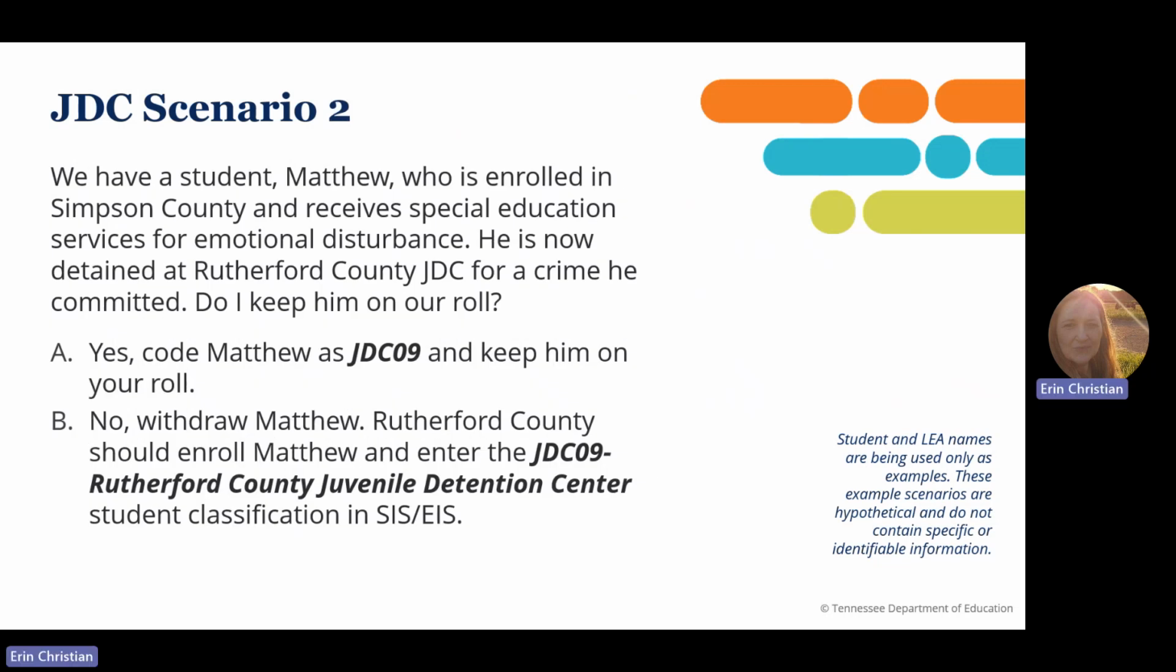Scenario 2. We have a student, Matthew, who is enrolled in Simpson County and receives special education services for emotional disturbance. He is now detained at Rutherford County JDC for a crime he committed. Do I keep him on our roll? A. Yes, code Matthew as JDC 09 and keep him on your roll. Or B. No, withdraw Matthew. Rutherford County should enroll Matthew and enter the JDC 09 Rutherford County Juvenile Detention Center student classification in SIS or EIS.